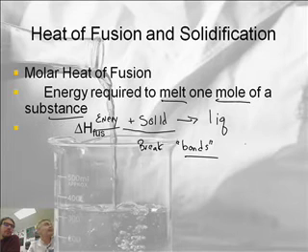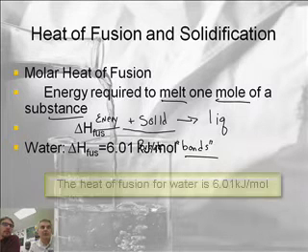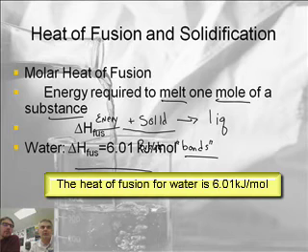Oh, by the way, the symbol for that is delta H FUS. FUS, for fusion. And the value for water, the one everyone talks about, is 6.01 kilojoules per mole. All right, and you're going to use that number, so you might want to jot it down somewhere. Yeah, a little table or something like that.